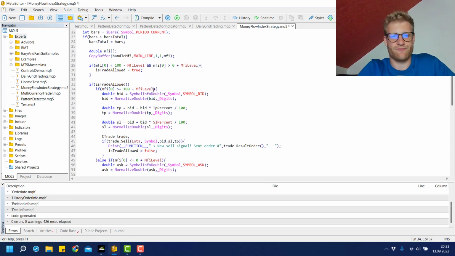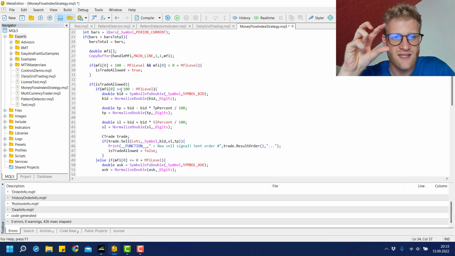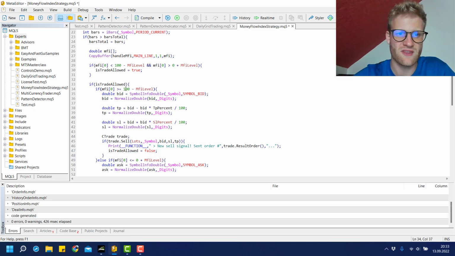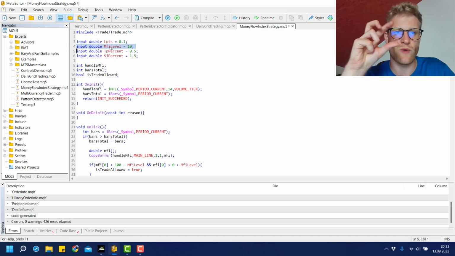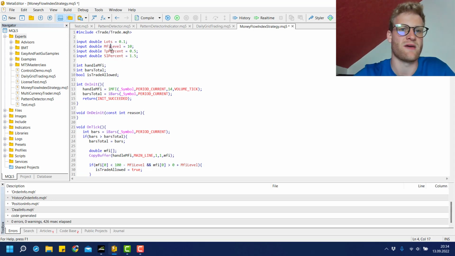Before this I checked here if the MFI is above the sell level, but now after the change I just check if the MFI is above 100 minus this MFI level input. And same for here and for here. So these are the three lines pretty much that are changed. And of course I made a change here because I took away these two level parameters and made them one.